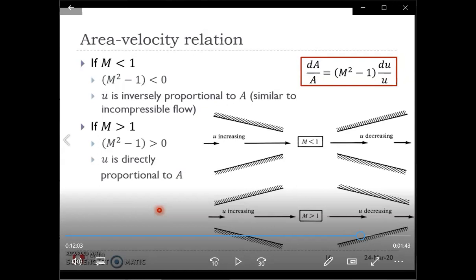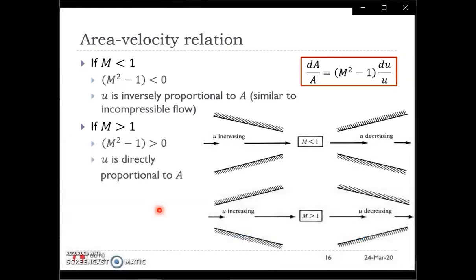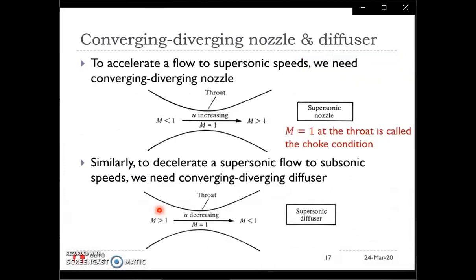So this is relevant in external flows also. What we discussed today is for internal flows, but for external flows also this subject is relevant, and this area velocity relation is valid, and it actually determines whether there's going to be an oblique shock wave or an expansion wave also in the external flows. And for a supersonic flow, a decrease in area means deceleration, so it can only happen through a shock wave.